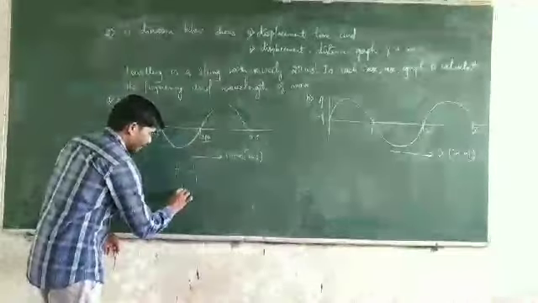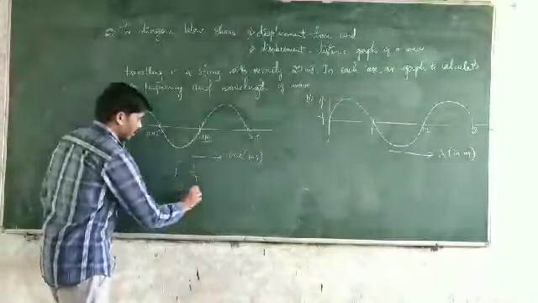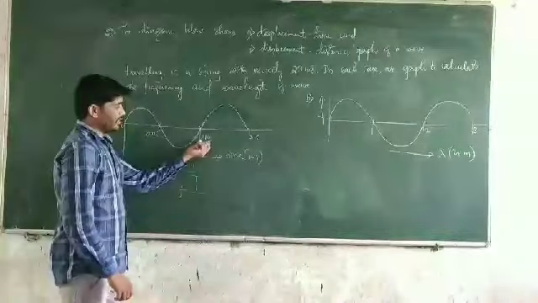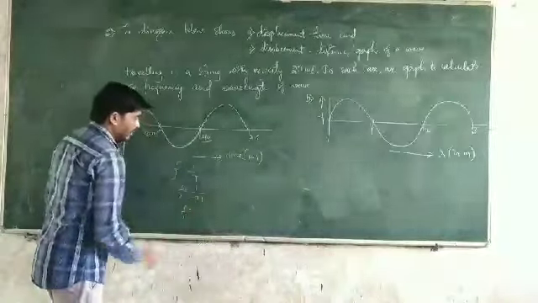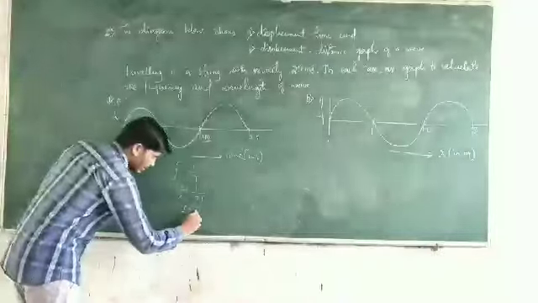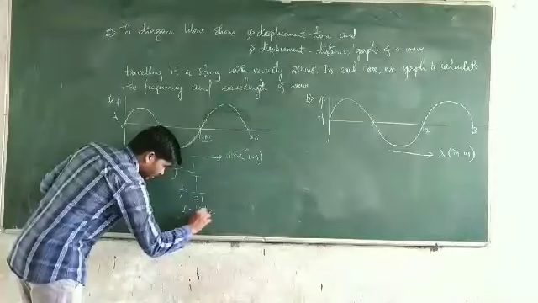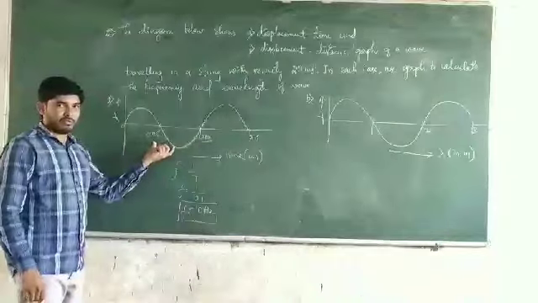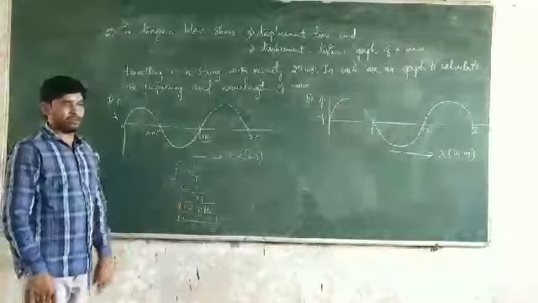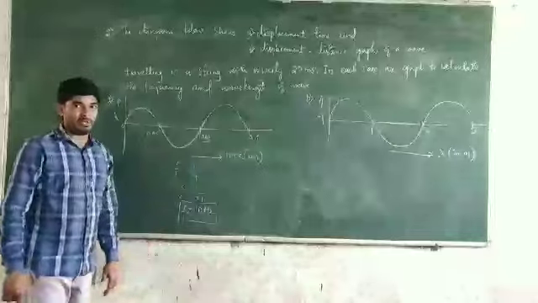So frequency can be calculated by using the relation 1 by T. How much is T here? 0.1 second. So 1 by 0.1 is equal to 10 hertz. So what is the frequency of the first wave? That is 10 hertz. Then what is its wavelength?